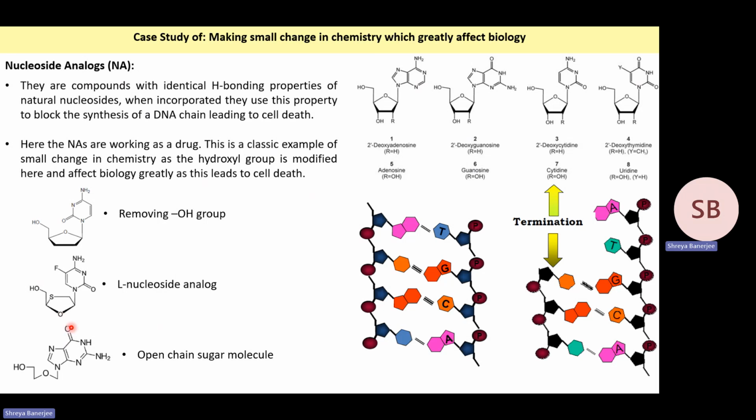Another is where you can see that there have been some other changes in the sugar moiety, like instead of a 5-membered ring, this is an open chain sugar molecule. Sometimes sulfur can be incorporated and so on. So different changes like this lead to different effects. And this is an example of how a small change in chemistry can greatly affect the biology.